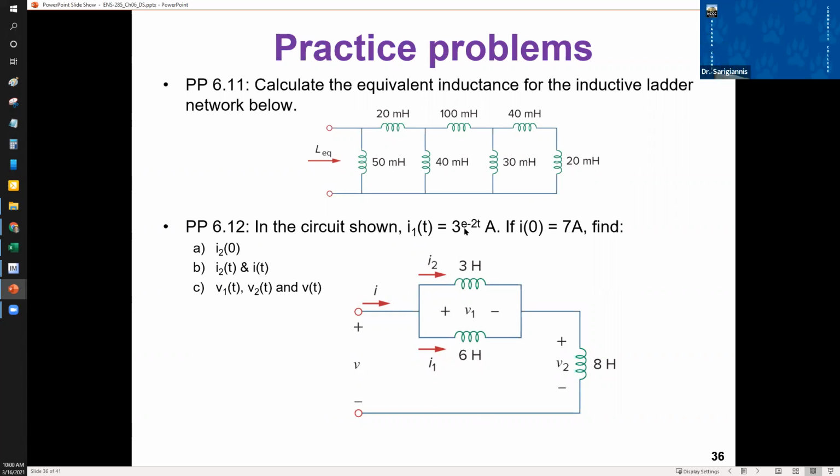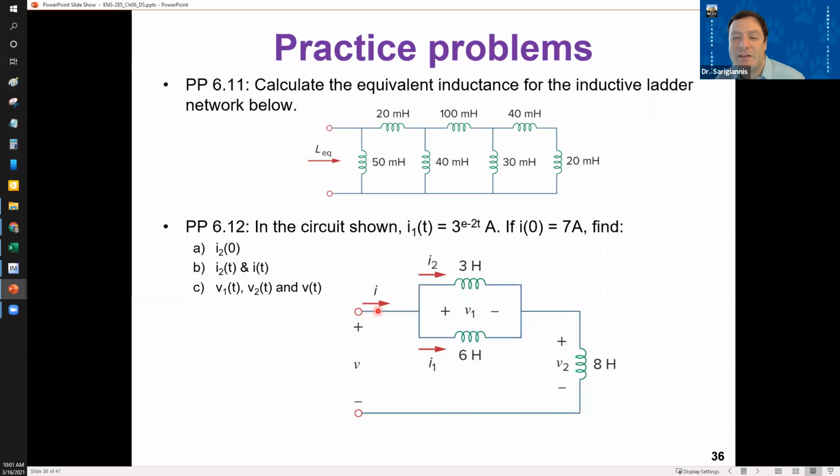And we're given a function. Let me see if the function's the same. Oh yeah, this should be an e to the minus 2t, not 3 to the e minus 2t. So it's e, the inverse of the natural log. It's 3e to the minus 2t. I've got to correct this. And it tells you I naught, so the initial current is 7 amps.